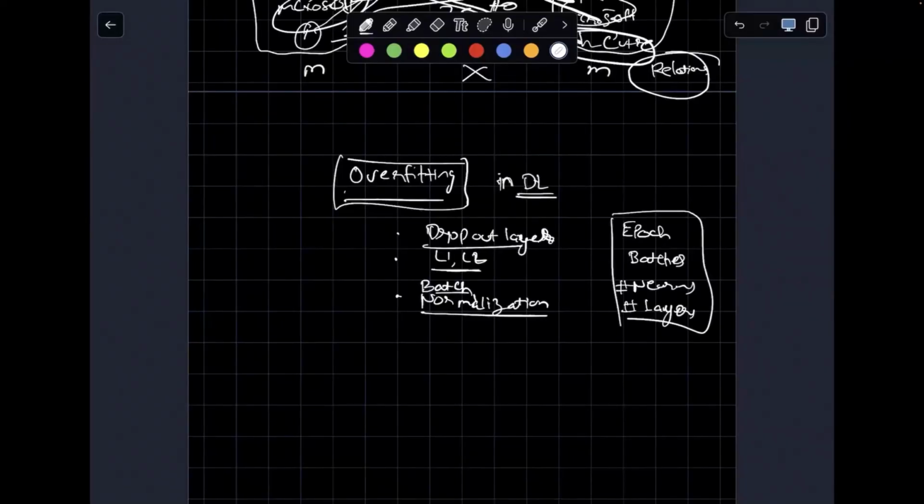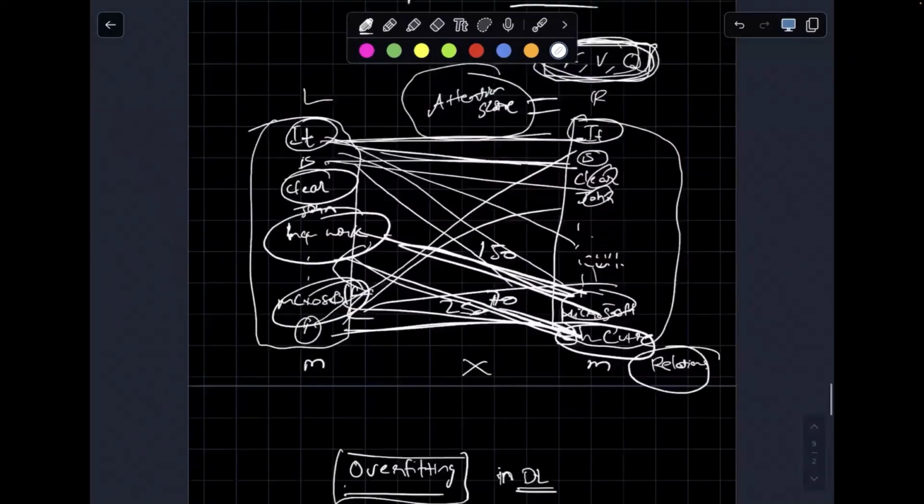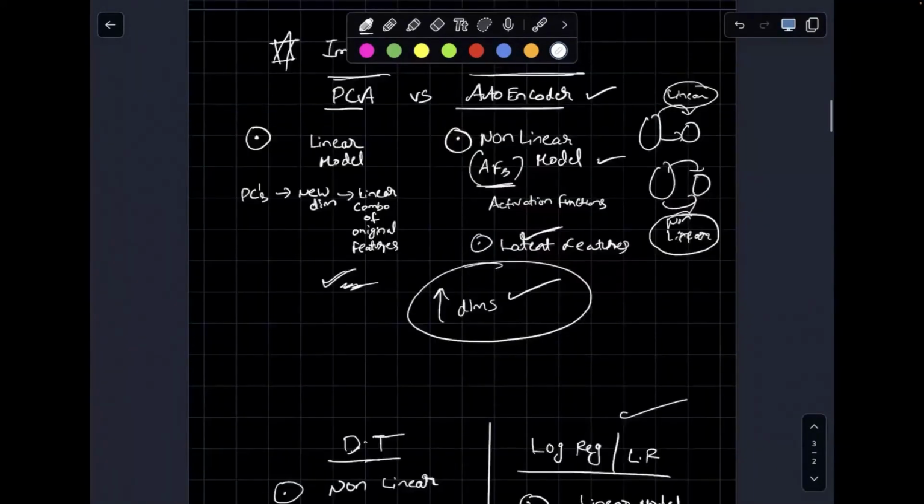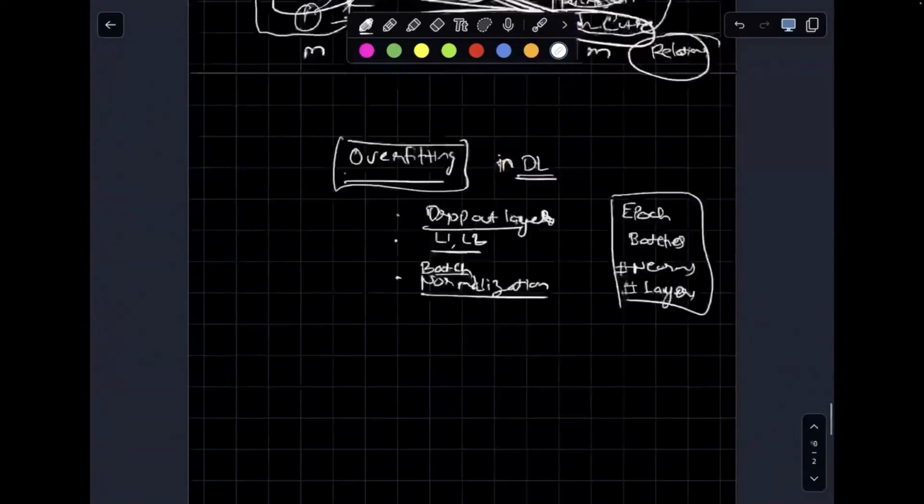So I've just recapped all of the important points. There are many other important points, guys, obviously. So I request you to make more points and add them over here.